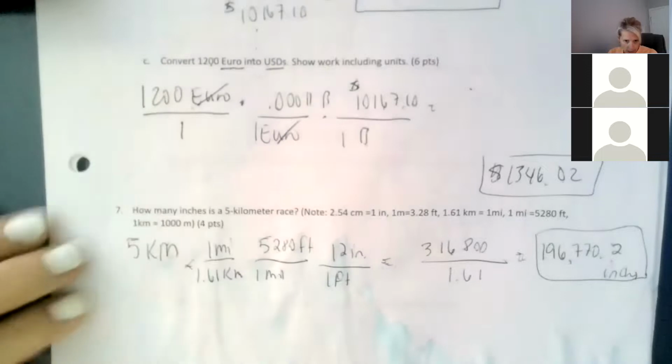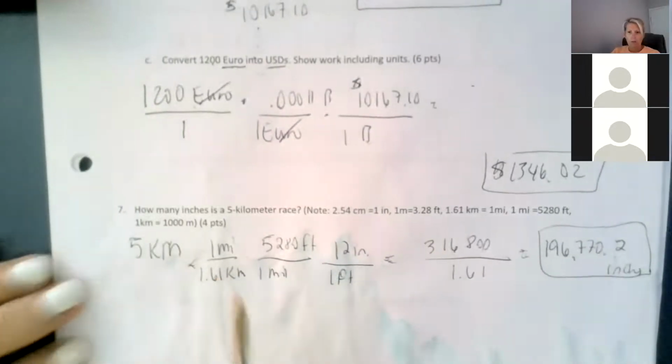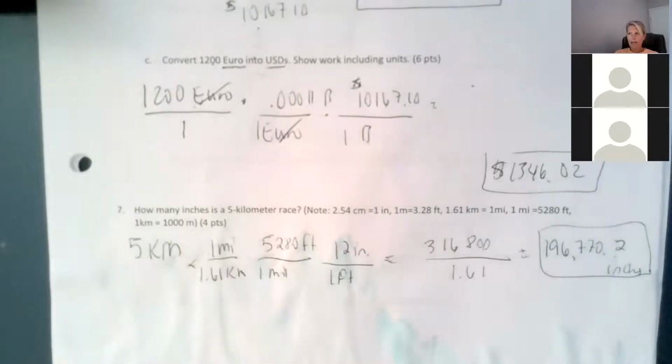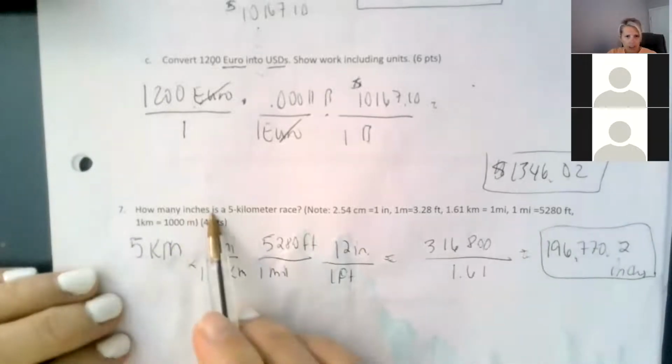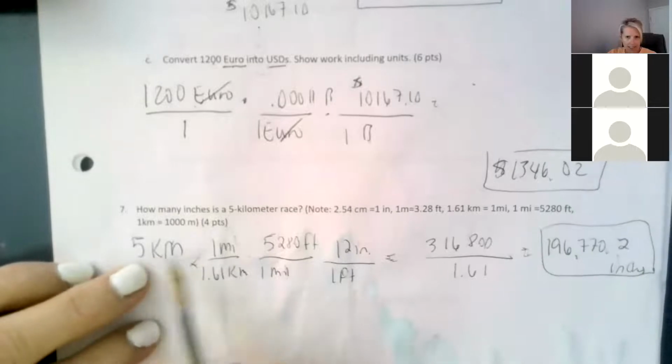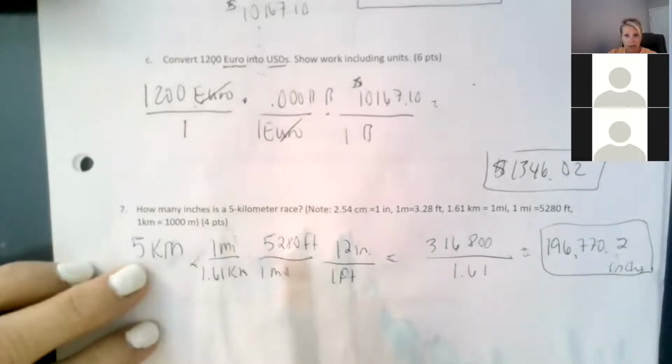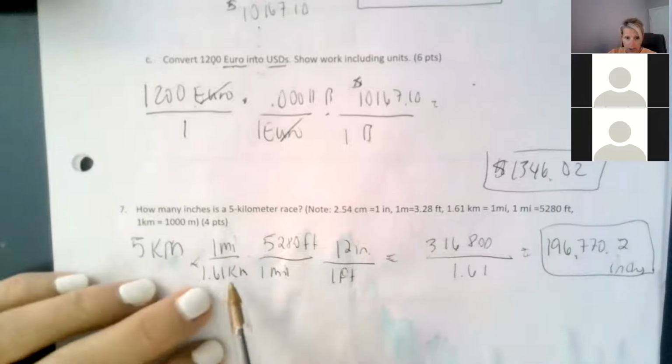Then question number 3 was similar in kind of the making as the one from the worksheet where we had to find out how many, I think it was like 5K races. So this is how many inches are in a 5 kilometer race. So I know I'm starting with 5 kilometers. I need to get to inches. And there's a couple different ways you could do that. This is the way I chose.